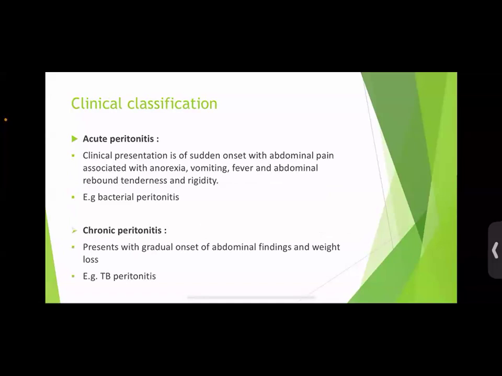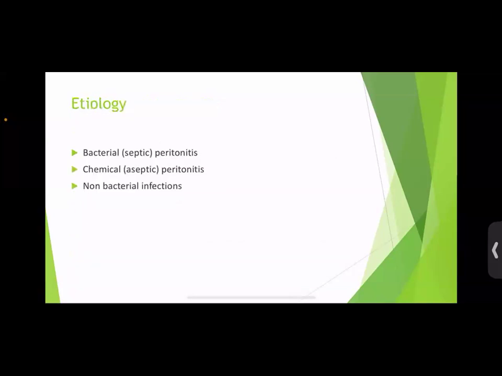So for acute, it's the clinical presentation of a sudden onset with abdominal pain associated with anorexia, vomiting, fever, and abdominal rebound tenderness and rigidity. And the bacteria that causes it is usually bacterial peritonitis. And chronic peritonitis presents with gradual onset of abdominal findings and can present with weight loss. And the bacteria is usually TB peritonitis, which stands for tuberculosis peritonitis.